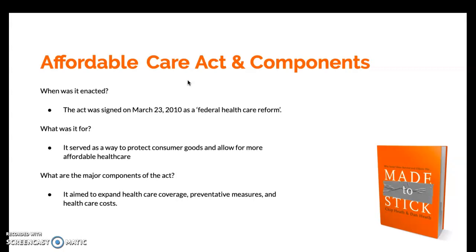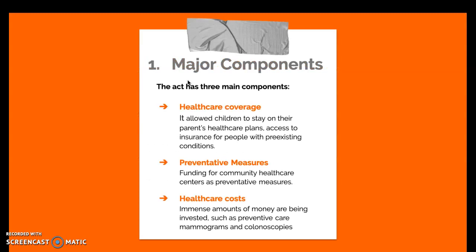So the Affordable Care Act and its components. According to the National Conference of State Legislators, the NCSL, the federal Patient Protection and Affordable Care Act was signed on March 23, 2010, and was referred to as a federal health reform. It served as a way to protect consumer goods and allow for more affordable health care. According to the National Center for Biotechnology Information, it aimed to expand healthcare coverage, preventative measures, and healthcare costs. And its final goal would be to improve overall quality of care and life being received by qualified patients.